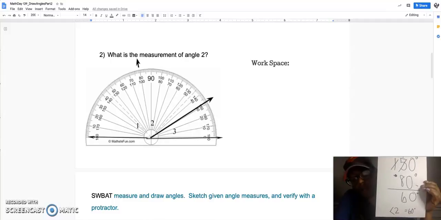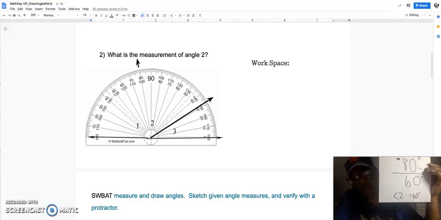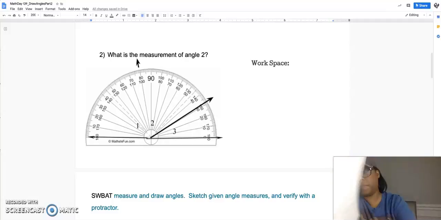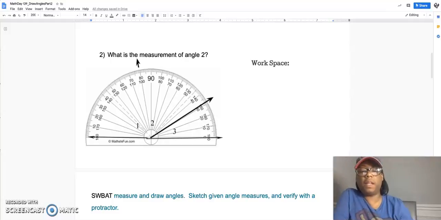Now our answer is 60 degrees. Angle number 2 equals 60 degrees. We started from 80 and we went to 150. Flip the page.